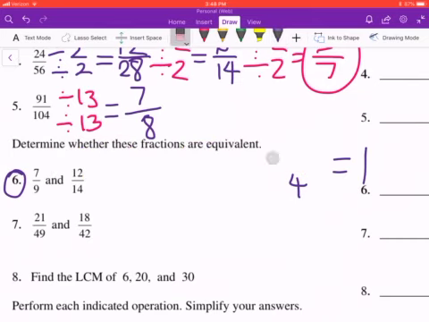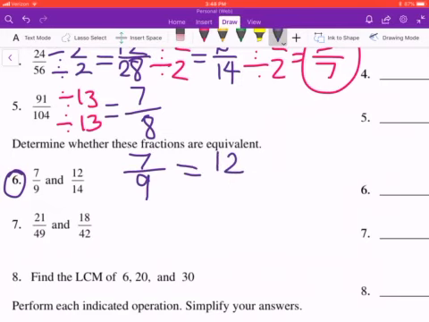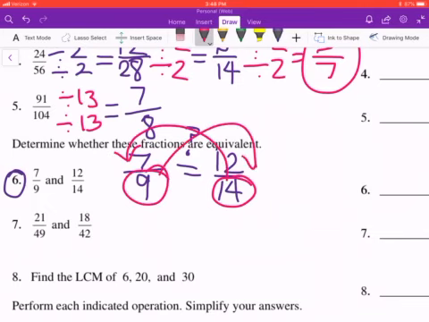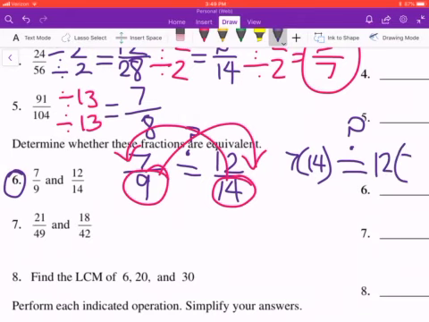However, let's see another way to see if they are equivalent. If we have this 7/9, and we want to test if it is equal to this one, remember here we're asking, we could cross multiply, meaning this 14 will multiply the 7 and the 9 will multiply the 12. And so if we do that, we will have 7 times 14. Is this equal to 12 times 9?